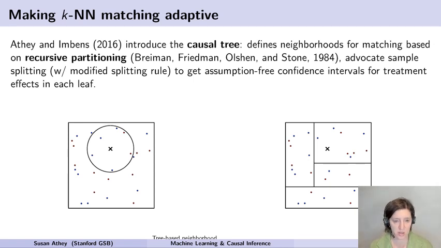If we contrast that to nearest neighbor matching, we would take a target X, we would draw a circle around that. So we would find all observations that are closest to X. And then we would again get the sample average treatment effect for those observations that are nearby X.